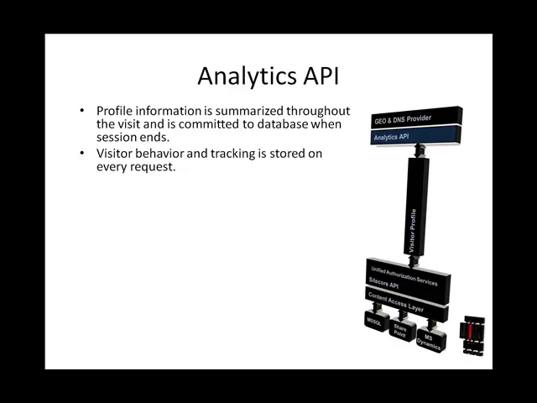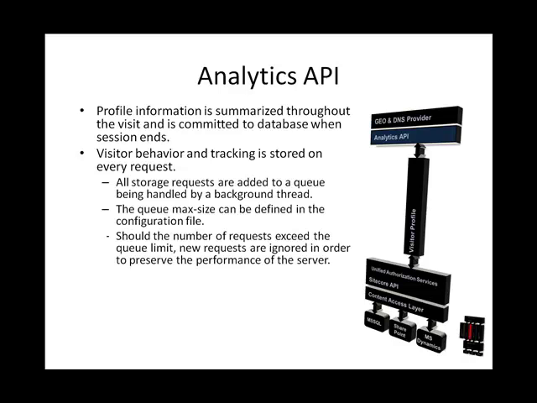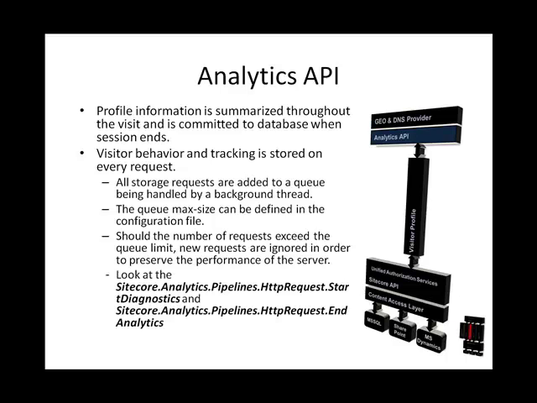The Analytics API profiles information throughout the visit and is committed to the database when a user session ends. So, visitor behavior and tracking is stored on every single request. All storage requests are added to a queue, being handled by a background thread. Of course, if you remember, you can specify the size of this queue within your Sitecore.analytics file. The queue max size can be defined in the configuration file. Should the number of requests exceed the queue limit, new requests are ignored in order to preserve the performance of the server.